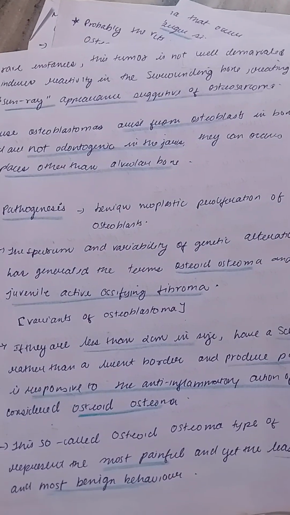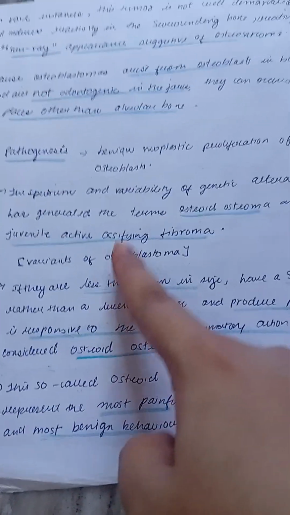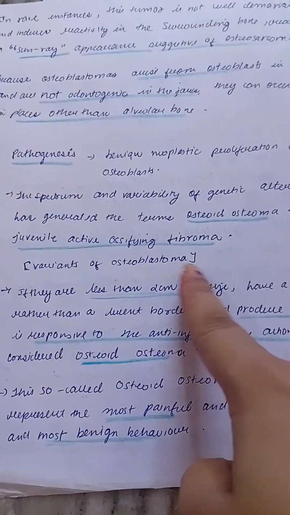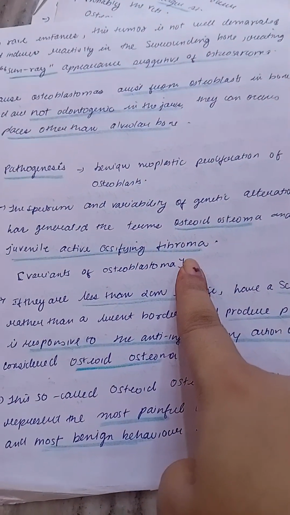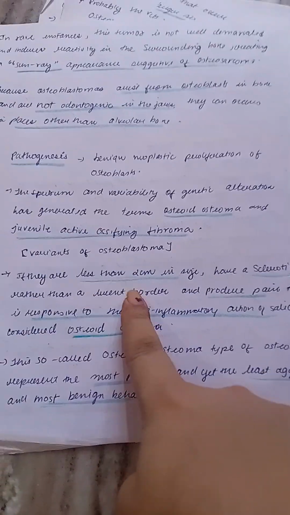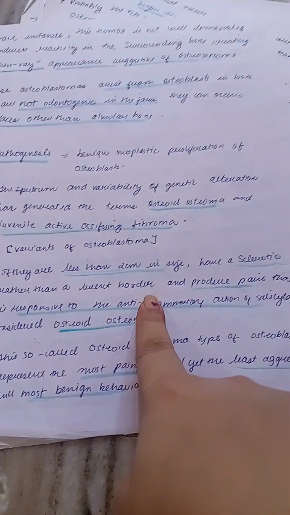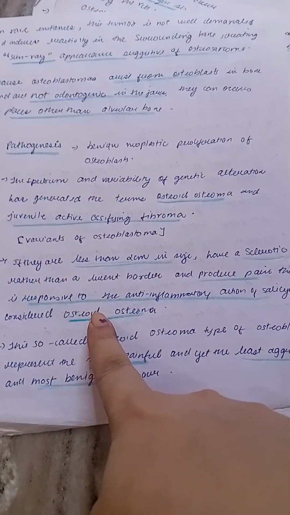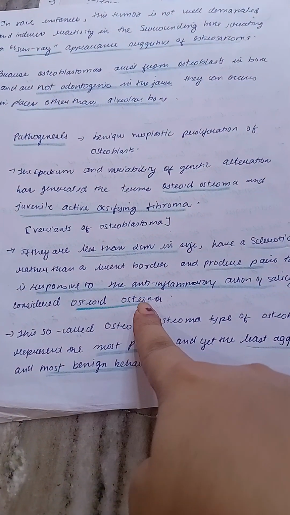In some places they have been described as other, separate lesions or other pathologies, but they are the variants of osteoblastoma, osteoid osteoma and juvenile active ossifying fibroma. Now, if they are less than 2 cm in size and have a sclerotic rather than a lucent border and produce pain that is responsive to the anti-inflammatory action of salicylate, they are considered as osteoid osteoma.